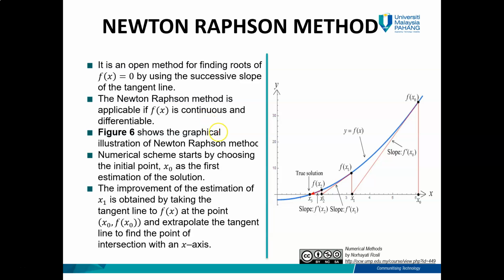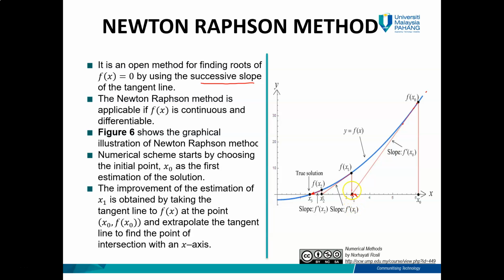So class, this is the idea of the Newton-Raphson method. It is an open method for finding roots of f(x) by using the successive slope of the tangent line. That means if we have this graph, for example, and this is our initial value. The initial value is here. From here you can get its function value, and you can plot a tangent line. From this tangent line, you will go to this x1. So this x1 is actually the next root that we calculate.